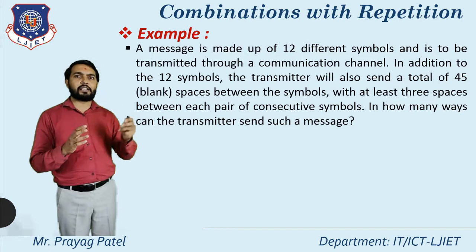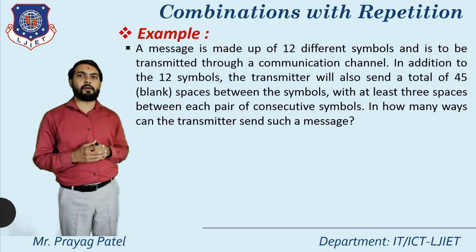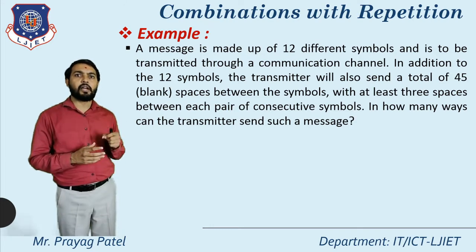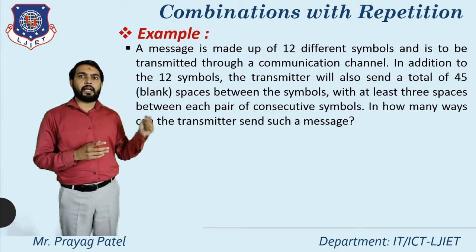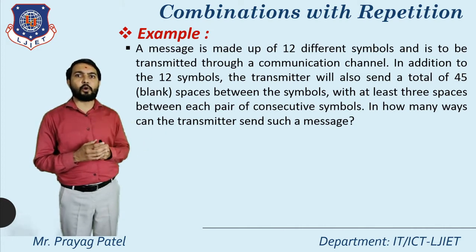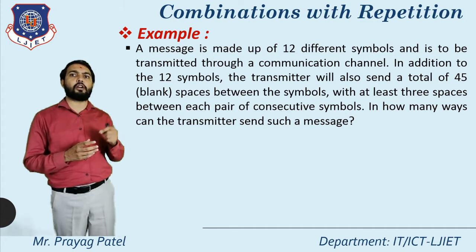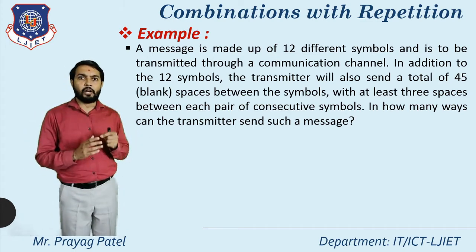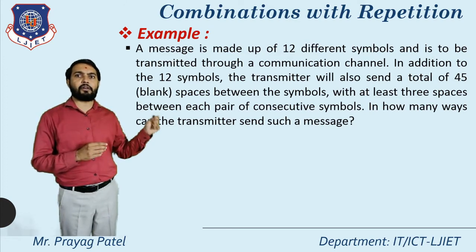Now consider another example of combination with repetition. A message is made up of 12 different symbols and is to be transmitted through a communication channel. In addition to the 12 symbols, the transmitter will also send a total of 45 blank spaces between the symbols, with at least 3 spaces between each pair of consecutive symbols.